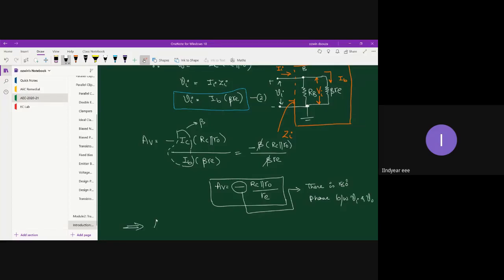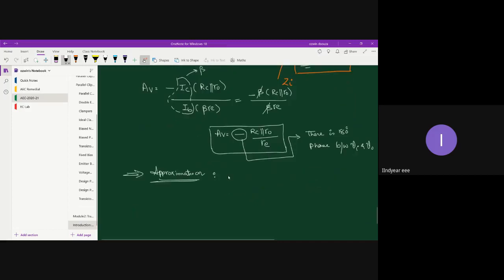So, approximation. You have already seen that if R naught is 10 times greater than RC, you can write RC parallel with R naught as approximately RC itself. So your approximate voltage gain expression can be written as minus RC divided by RE.